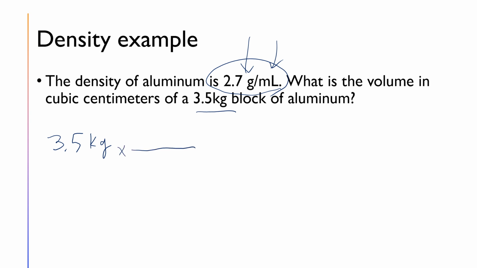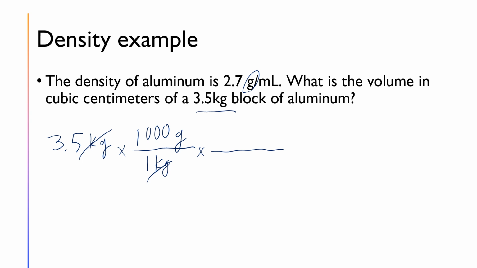Now, I have 3.5 kilograms. In density here, I've got grams. So I want to change kilograms to grams first. In 1 kilogram, there are 1,000 grams. And now that I have grams, I can use my density. I want to use density on the bottom here, the 2.7 grams for every 1 milliliter. That's what that division means, really. That's how many grams are in 1 milliliter of the substance. So I've got grams on the bottom, now the grams cancel.